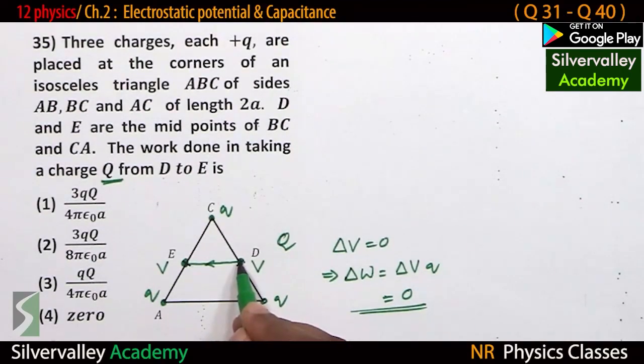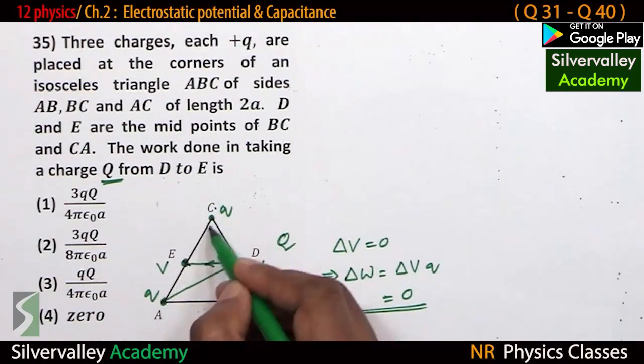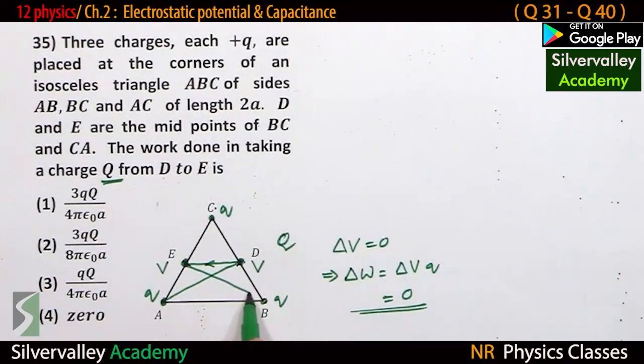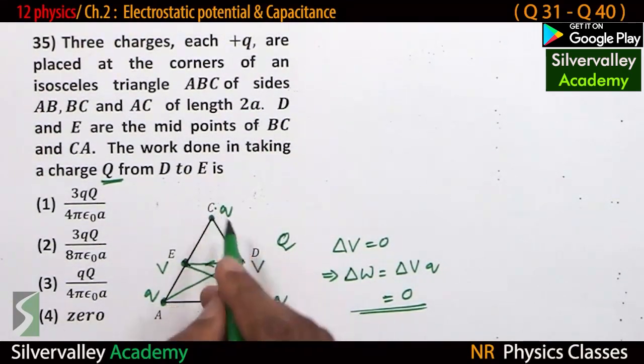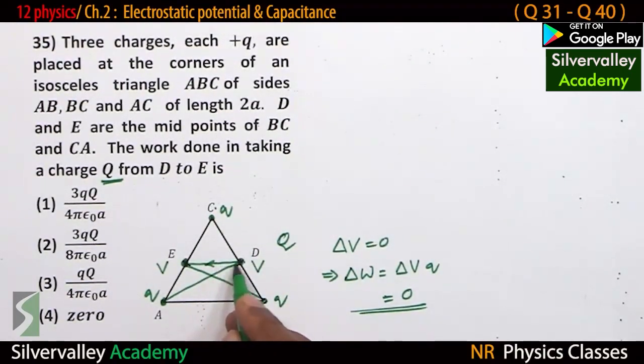Consider D. On either side of D there are 2 charges, and from D there is this third charge. Now consider point E. On either side of E, 2 point charges, and here there is another charge. So these 2 points are identical points for this charge distribution. Identical points for the same charge distribution means potentials are equal. Therefore, work done is 0.